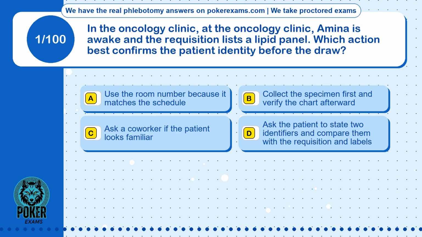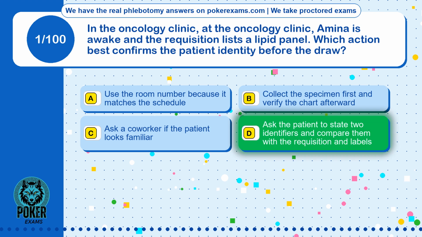Option B. Collect the specimen first and verify the chart afterward. Option C. Ask a co-worker if the patient looks familiar. Option D. Ask the patient to state 2 identifiers and compare them with the requisition and labels. The correct answer is option D. Ask the patient to state 2 identifiers and compare them with the requisition and labels.